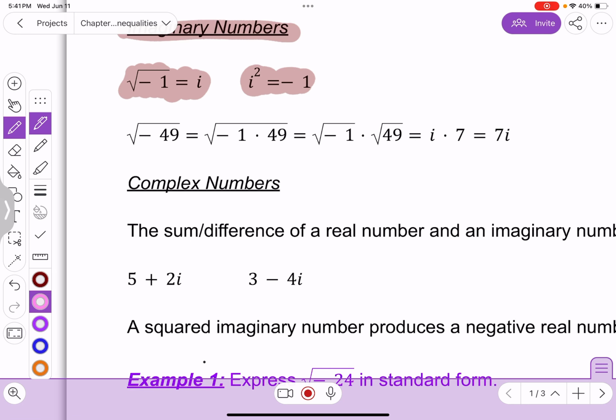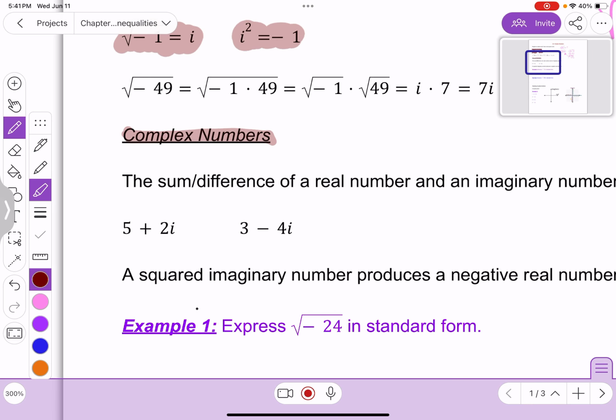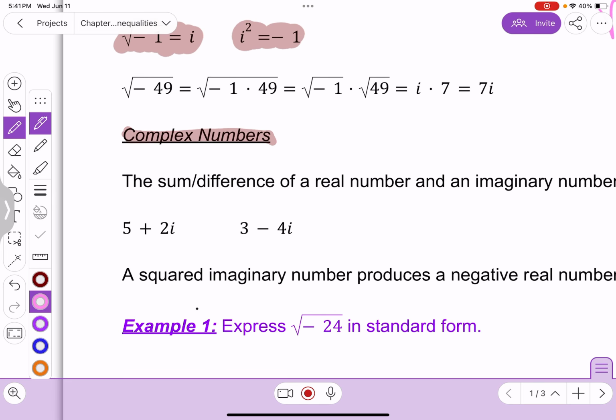Now, complex numbers are just numbers that combine real parts and imaginary parts. They look like this. So the first part is your real part. The second part is your imaginary part. So you could have plus an imaginary part or minus an imaginary part. That's just a complex number.